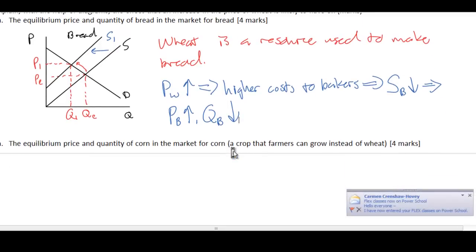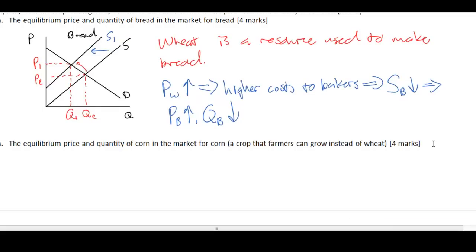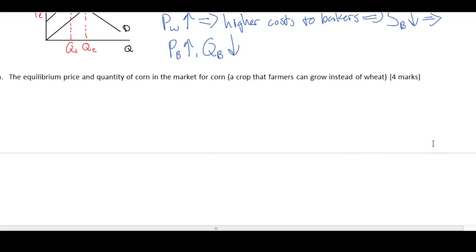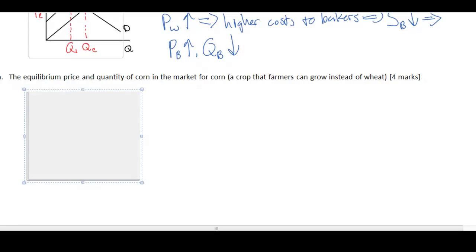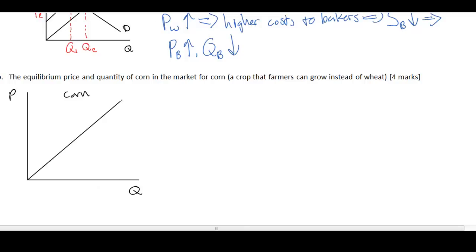The final question on this test asked us to consider the impact of an increase in the price of wheat on the market for corn, which, as the question explains, is a crop that farmers can grow instead of wheat. Once again, there was a hint there indicating that this is probably going to impact the supply of corn, not the demand for corn. So in our corn market, we'll start with an original supply curve and an original demand curve with our original equilibrium price and our original equilibrium quantity.